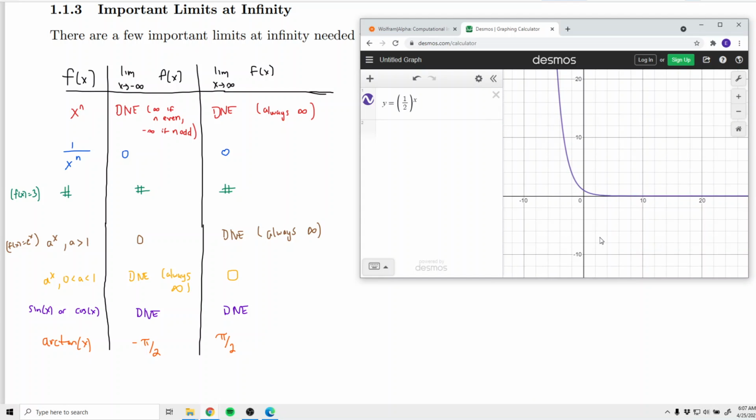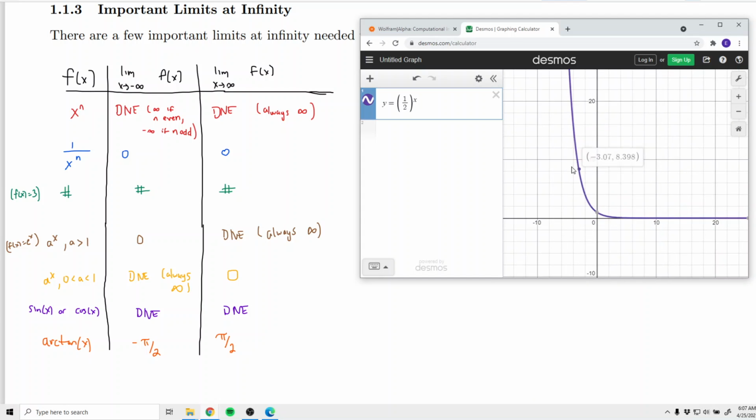Y equals 1/2 to the x. You can see it's just pretty much the opposite. As we go to the left, it goes to positive infinity, which we'll call DNE, and as we go to the right, it goes to 0.